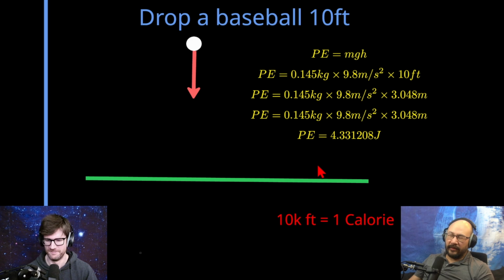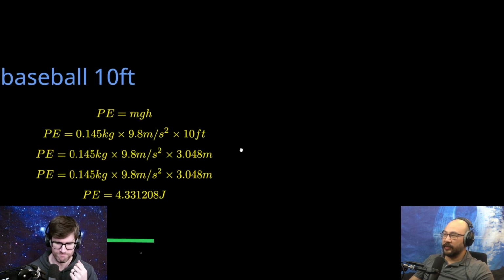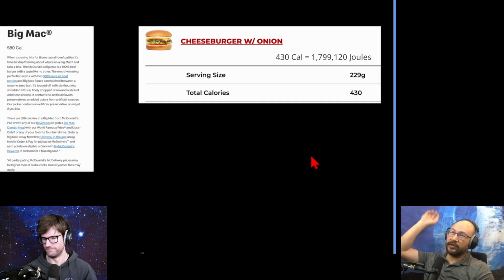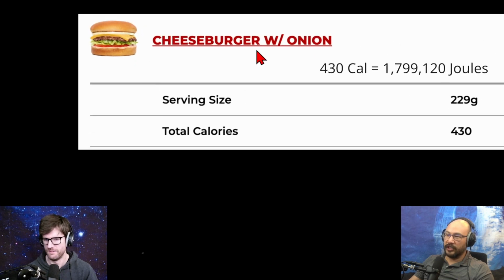Holy cow. 430 divided by 3 calories is 130-something. So you've got to throw a baseball up 130 times to an airplane to equal the energy you would have gotten from a cheeseburger. Just a regular cheeseburger, nothing special. There's so much energy in our food. It's crazy.